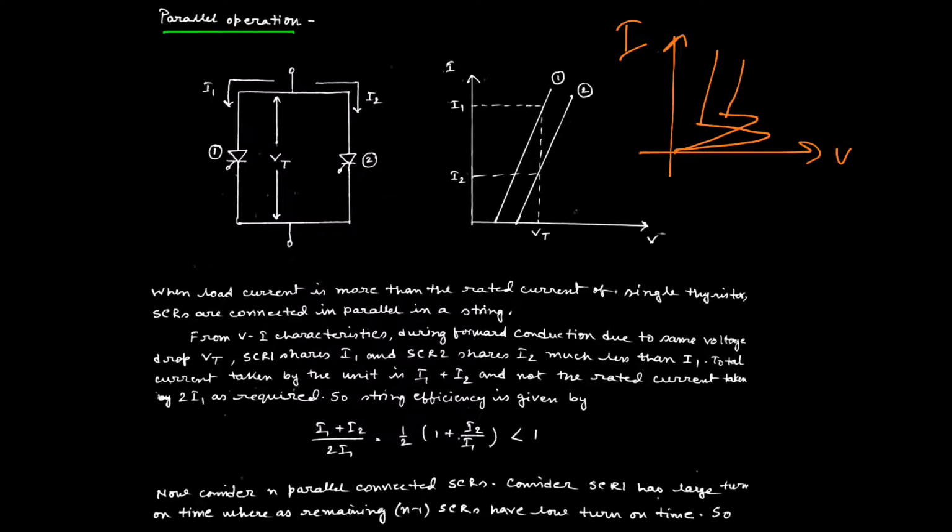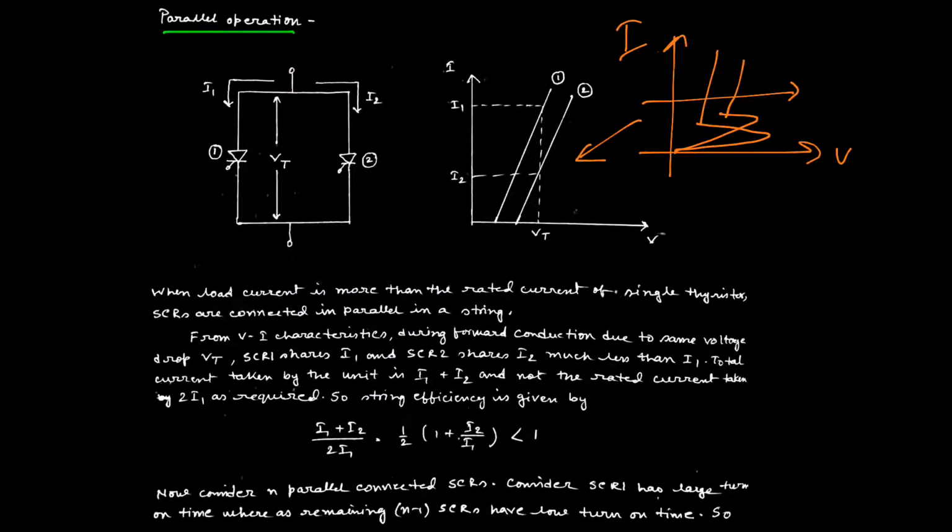As it is working in case of the parallel operation, we have taken the axis over here. Then the VI characteristics will be formed in this manner. So we can say that I1 is shared by the first thyristor, and I2 is shared by the second thyristor. But both are actually capable of blocking the voltage, that is Vt, the terminal voltage across both thyristors.